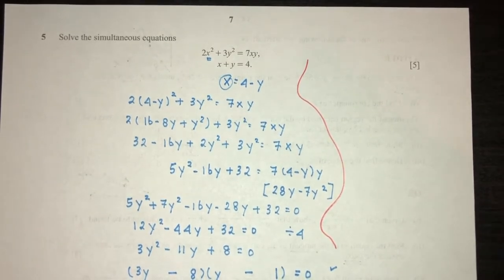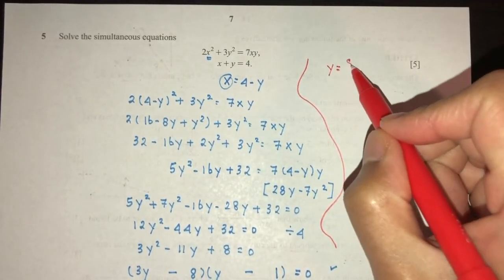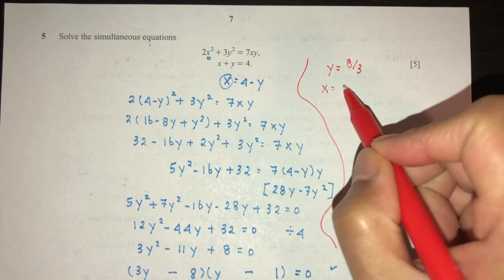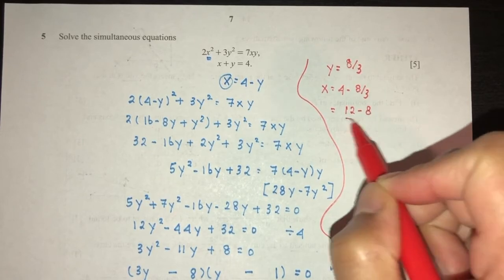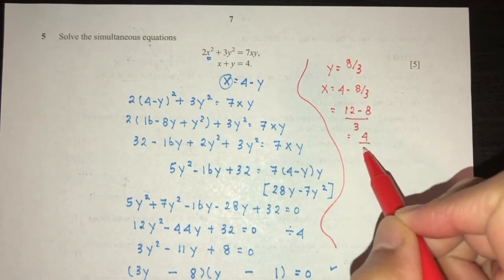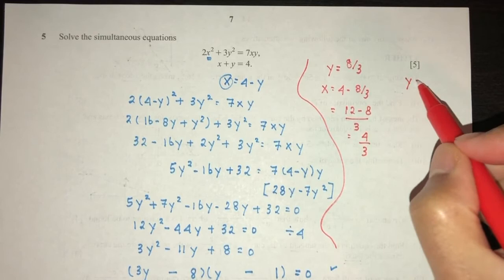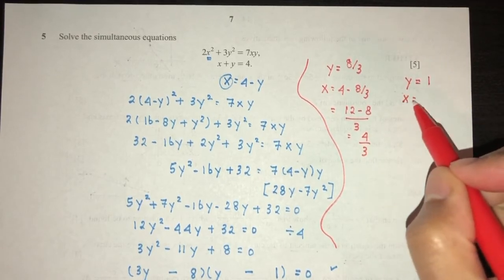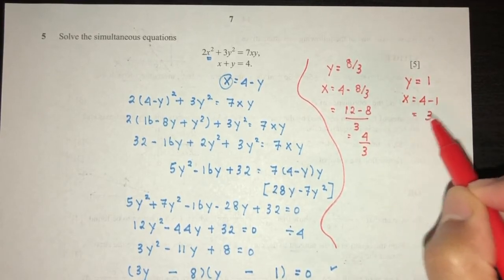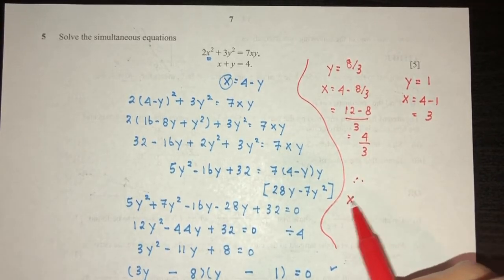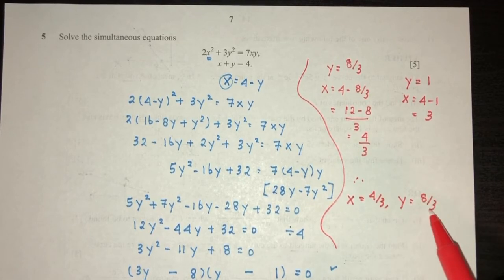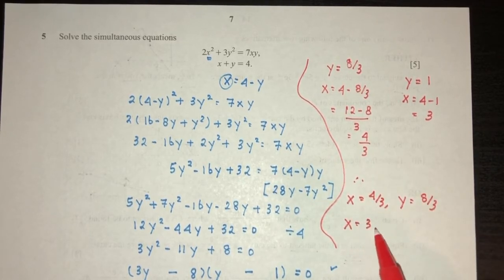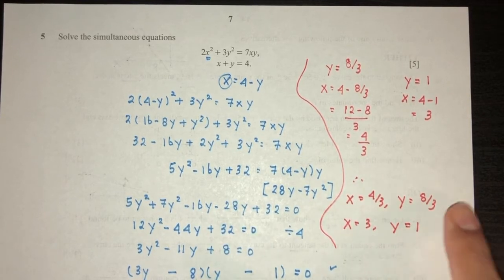So we have the first value, y can be 8 over 3. x has to be 4 minus 8 over 3, which is 12 minus 8 over 3, which is 4 over 3. Now y can be the value of 1. x will be 4 minus 1, which is 3. So you have two answers. When x equals 4 over 3, y will be 8 over 3. When x equals 3, y will be the value of 1. This will be the solution to question number 5.